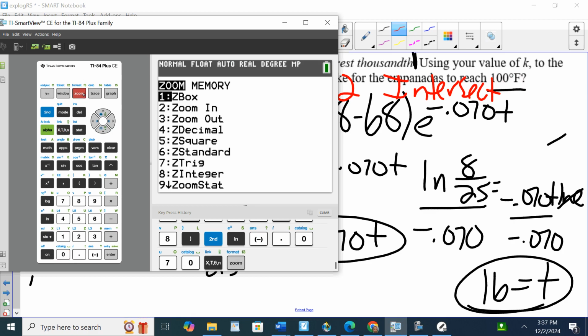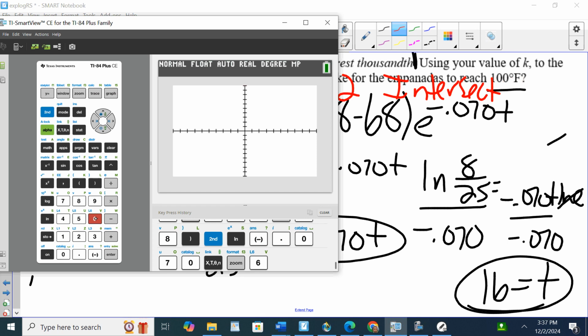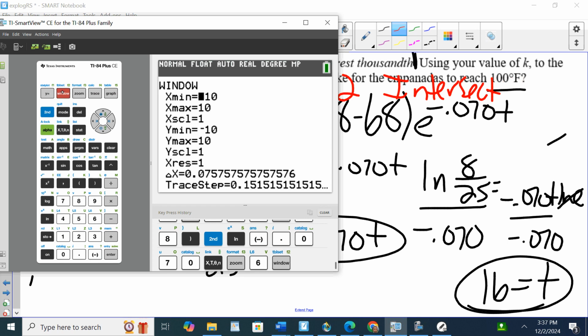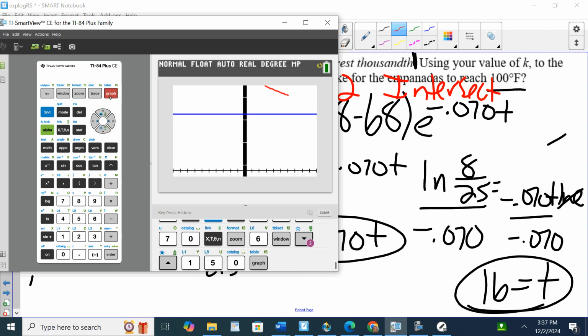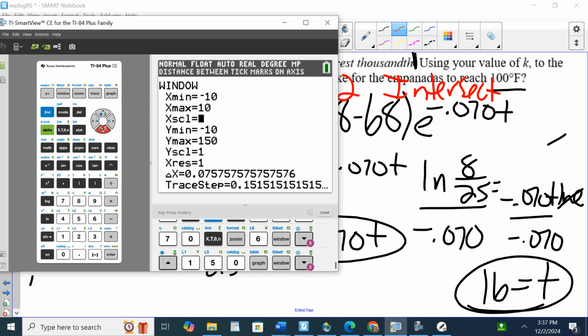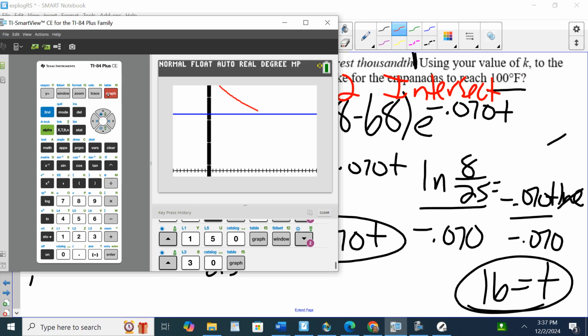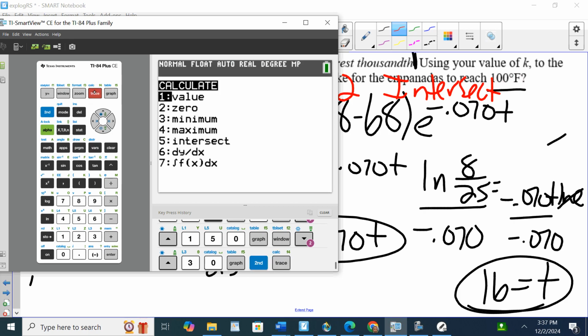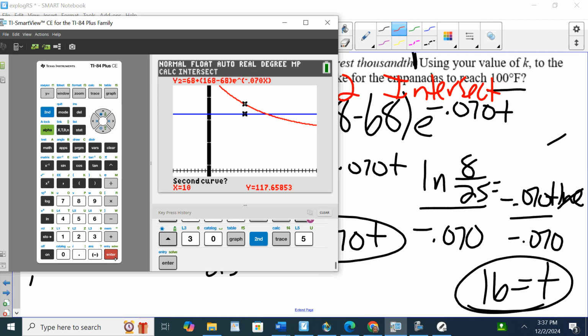Zoom 6 isn't going to give me anything. Since I have my y1 as 100, it's got to be more than 100. So I'm just going to adjust my window and make my y max 150. Let's see if that does anything for me. I need to see more of the right, so I adjust my x max. I'll make it 30. Graph. I see my intersection. Second trace, 5, enter, enter, enter. X coordinate. You see I get that same value.